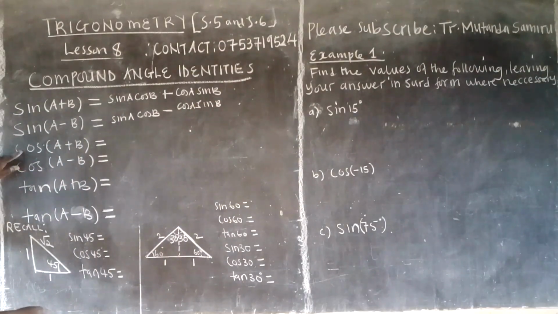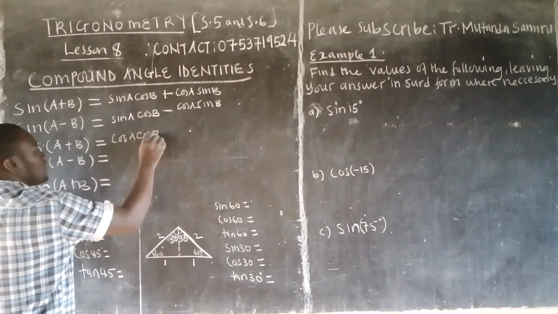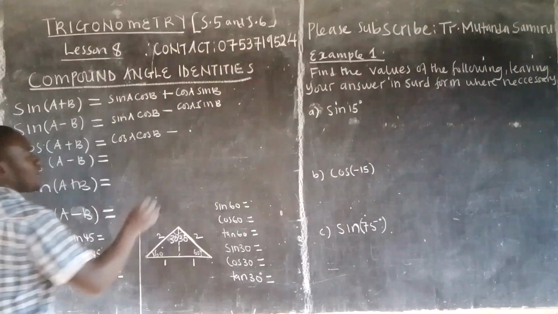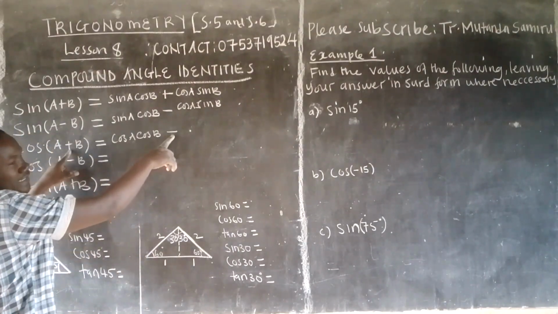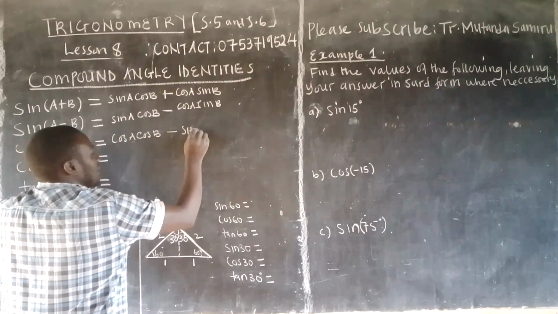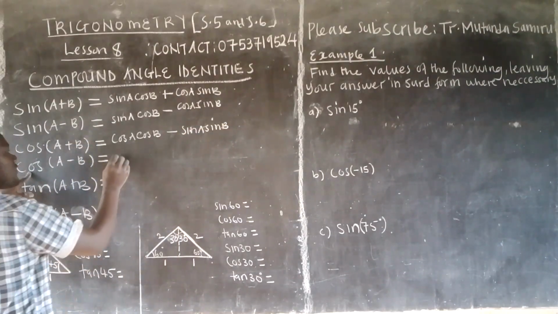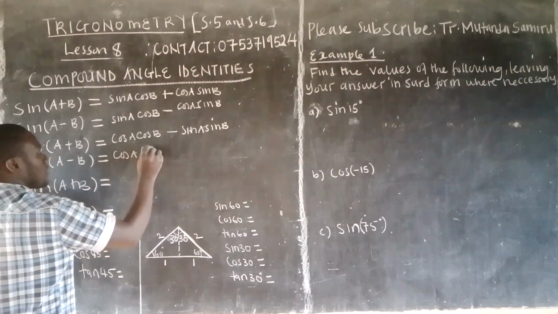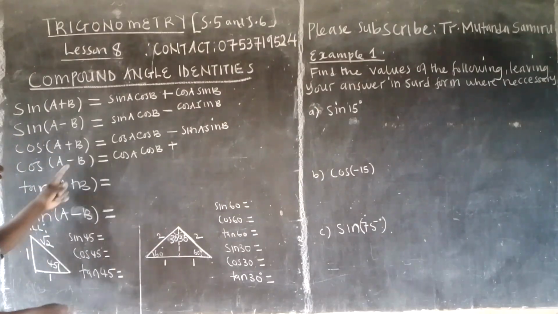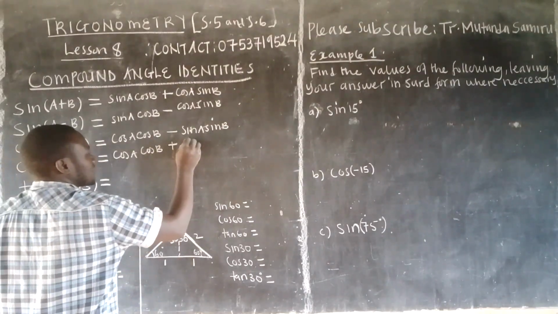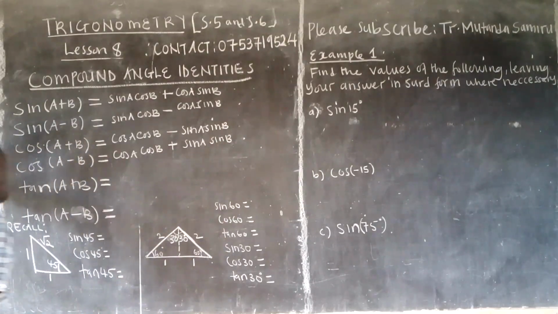When you come to the expansion of cos, cos is a bit unique. With cos, we have cos A cos B, it maintains, then minus. When you have a plus here, you put a minus here. You must take that into consideration: sin A sin B. Then this one shall have cos A cos B, maintaining the order. When you have a minus here, you put a plus there. There is some uniqueness in cos. Then plus sin A sin B, like that.